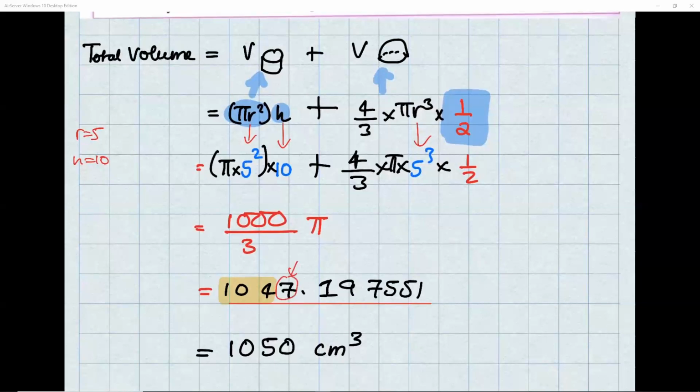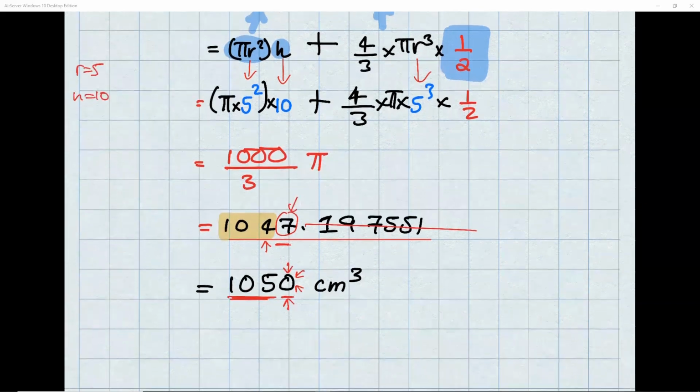We have to look at the 7. The 7 is telling us to add 1 to the 4. That becomes 5, 105. And then we're finishing the number with 1 digit before the decimal point. So we've got to fill that digit space with a 0. And then after the decimal point, the rest of that gets chopped off, gone. So 1047.19755, to 3 significant figures, is 1050.